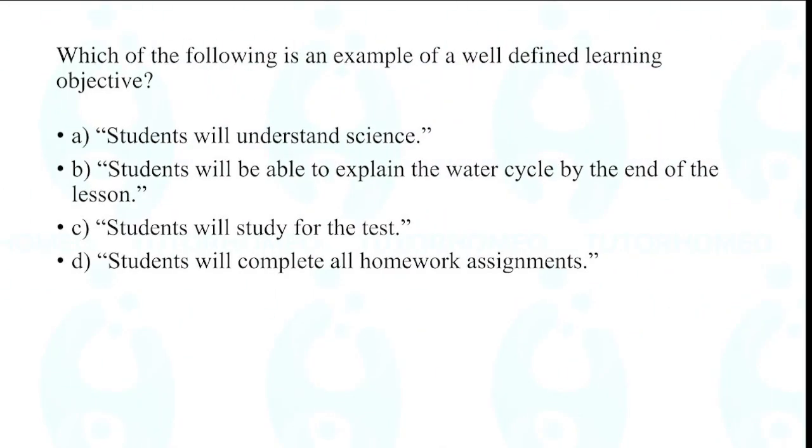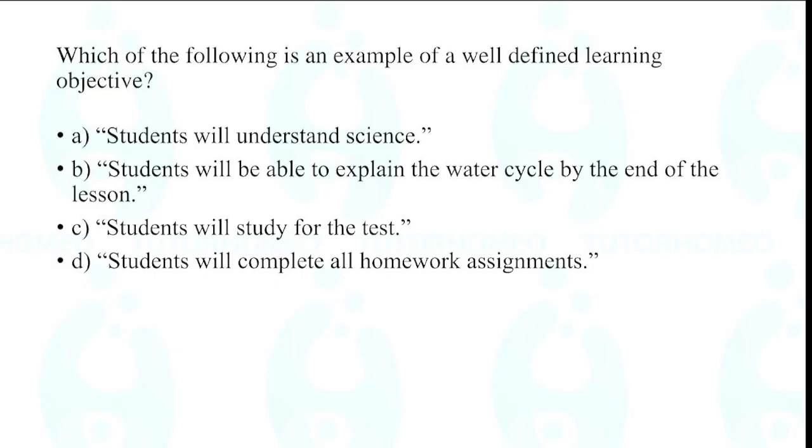Which of the following is an example of a well-defined learning objective? Students will understand science. Students will be able to explain the water cycle by the end of the lesson. Students will study for the test. Students will complete all homework assignments. See, a learning objective should be specific. It should be measurable and it should have a particular outcome, which is going to make it an effective goal for the lesson.